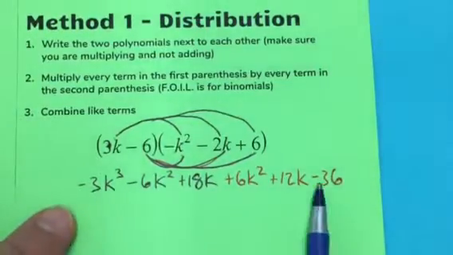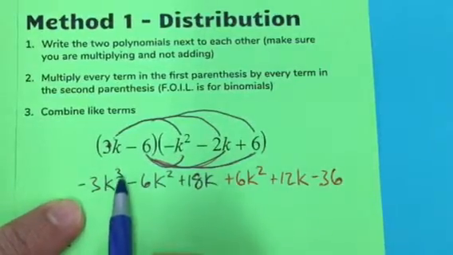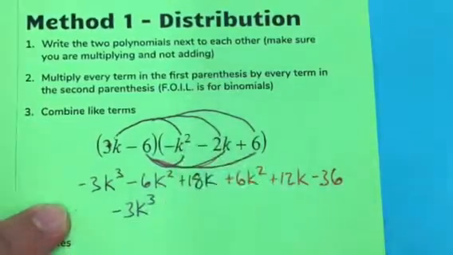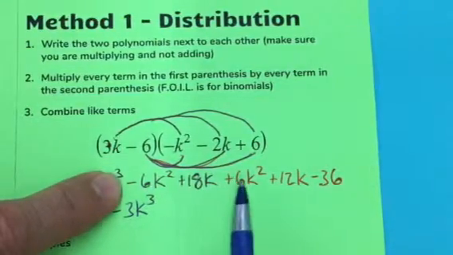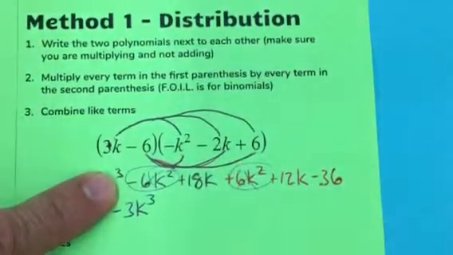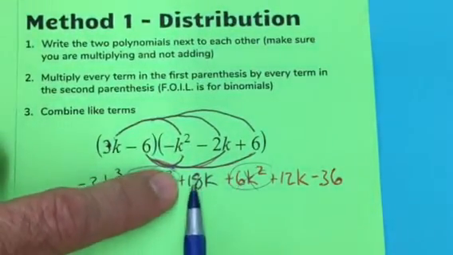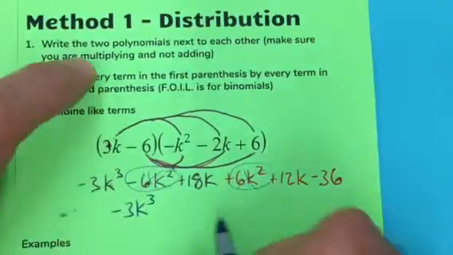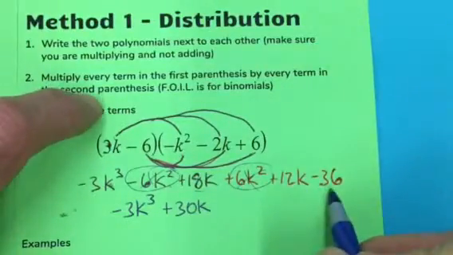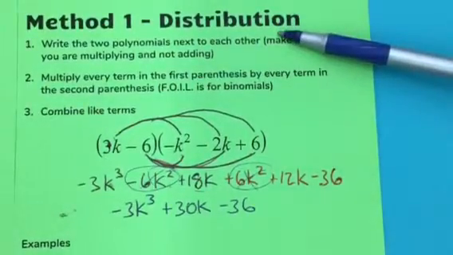Okay, all we have to do is combine like terms. Now we add them together. So the highest power is 3, negative 3k cubed. Next one, negative 6, positive 6. Watch what happens here. They cancel out. Negative 6 plus 6 is 0k squared. So 18k plus 12k is going to be a total of 30k. That's done. Minus 36. That's the distribution method.